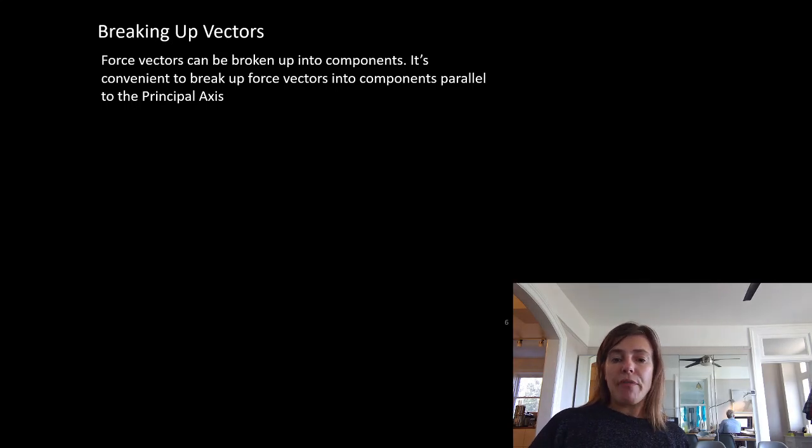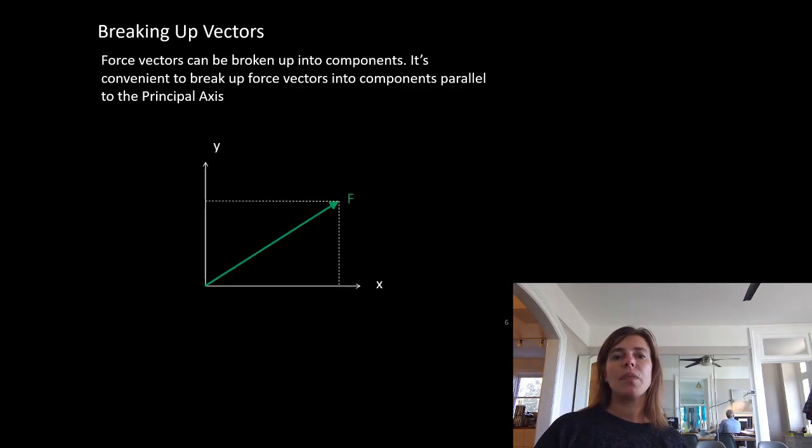We can also break vectors down into their components, basically working backwards. We know that it's often kind of nice to work with things in principal axes, like our x and y coordinates. And so breaking these vectors down into their principal axes might be kind of handy for us. So if we had this force here, this vector F, we want to know what its x component is and what its y component is.